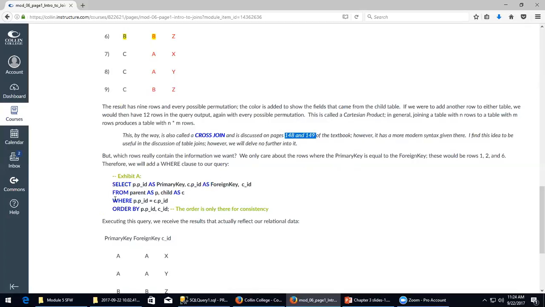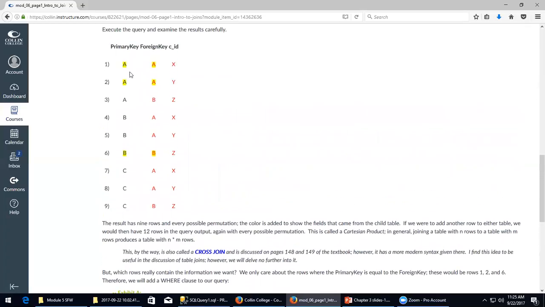Now, I'm going to add one more. I'm going to add the where. The order by, I don't really care as much about. I just want it to be consistent. The where clause, notice the where clause, I only want to see the rows where the parent PID is equal to the child PID. In other words, I should just see row 1, row 2, and row 6 in the output.